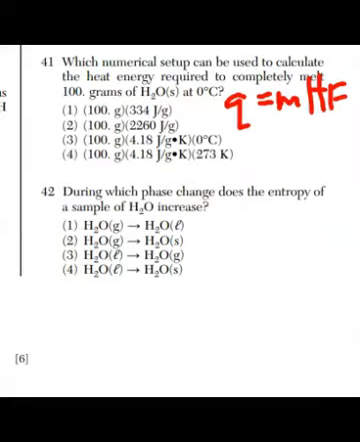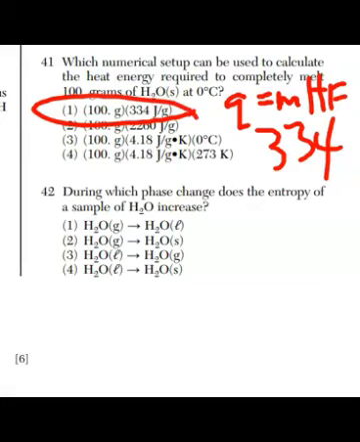Let's go back. All right, for question 41 then, you see I wrote the equation down. I'm going to take the mass of water, which is 100 grams, and I'm going to multiply it by the heat of fusion, which on the reference table B is 334 joules per gram. In other words, my setup is choice 1. That's it for January 2019. Let's go to June.